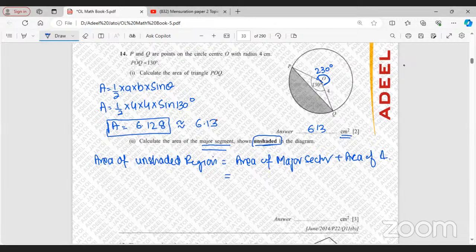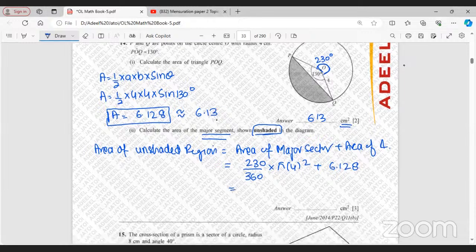So the area of the major sector is 230 divided by 360 into pi and 4 squared, right? Plus the area of the triangle, which was 6.128. So we take the calculator and solve, adding 6.128. So the total area is 38.24 centimeter square.